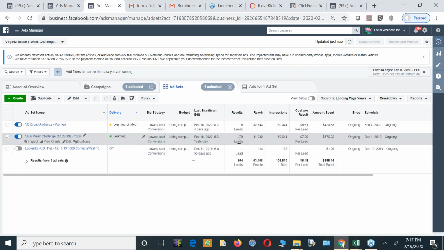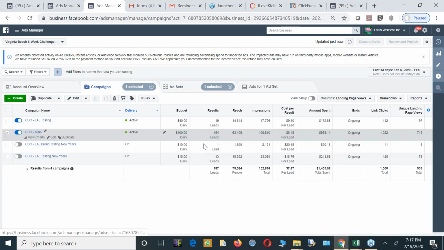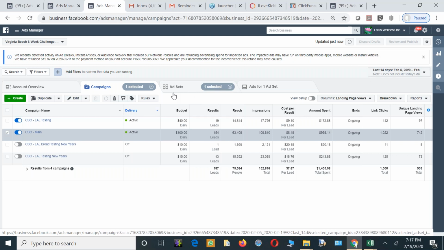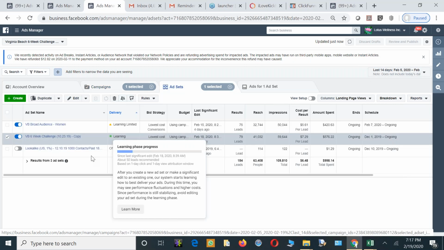No, keep it on CBO, the campaign budget. Okay, good. But then this budget is good enough, right? I mean, I'm spending $100. Right. Did you increase it recently? Yeah, I did. I wanted to get out of this learning mode because it's 98% in learning mode.